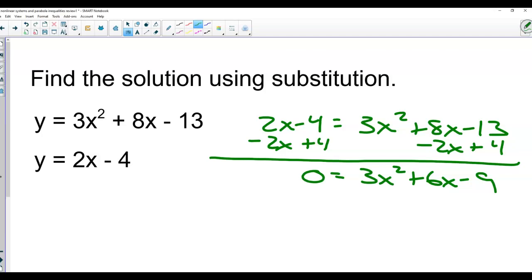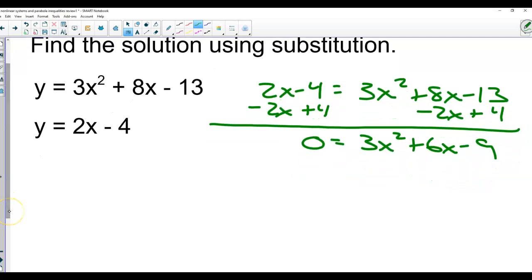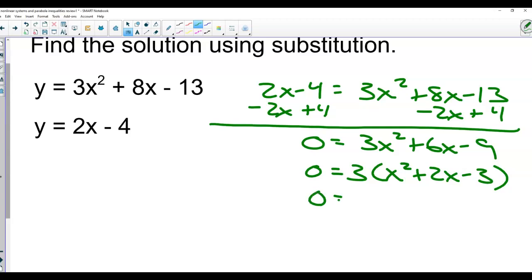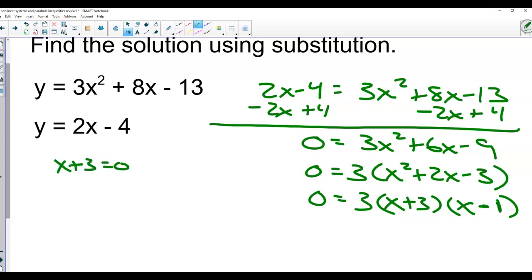And my advice here is this. You're factoring as you've always factored. You take a 3 out, and you're left with x squared plus 2x minus 3. And then when you factor it, x squared, you use x and x. The factors of 3 that can get you to a positive 2 are plus 3 and minus 1. So x plus 3 equals 0. X minus 1 equals 0. X equals a negative 3, and x equals 1.